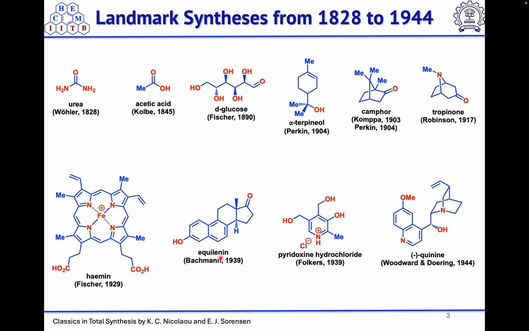Then equilenin was synthesized by Bachmann in 1939. Also, as I showed last week, Professor R. B. Woodward completed the formal synthesis of the quinine molecule in 1944. So you can see a glimpse of many molecules and how people synthesized them between 1828 and 1944. Basically this will grab the attention of synthetic chemists to do more synthesis in this background.